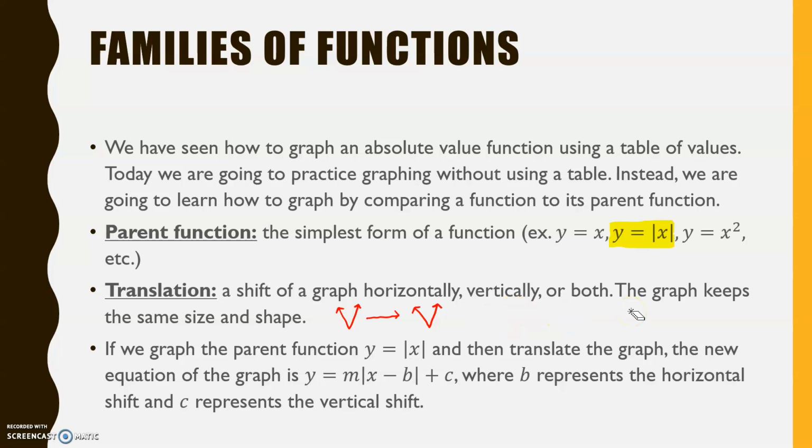And so if we graph the parent function, y equals absolute value of x, and then we translate it, the new equation is given by this. Basically, the only difference is that today we're going to look at problems where a is equal to 1. So in this case, b is our horizontal shift and c is our vertical shift. So the b value tells us how far we move left, right, and c is how far we move up or down.